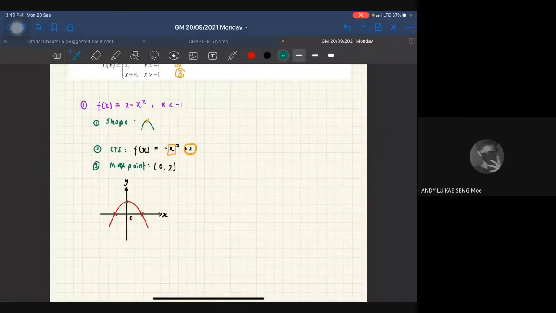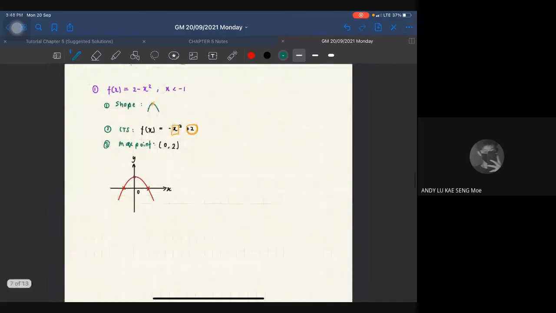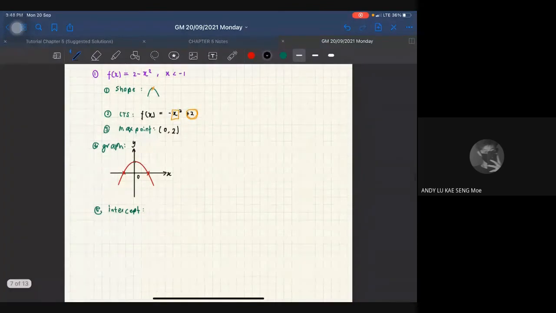Okay, and then daripada sini awak tahu awak kena cari x-intercept. So our fourth step is finding the intercept. Fourth step kita tadi lukis graph. Okay, and then fifth step baru kita cari intercept. Okay, so untuk cari x-intercept, dia punya y mesti kosong. Okay, sebab dekat x-axis tu y kita adalah 0.